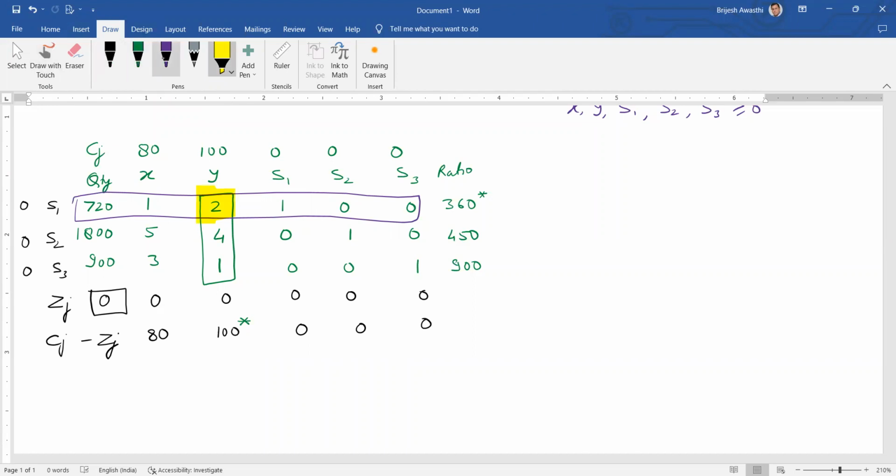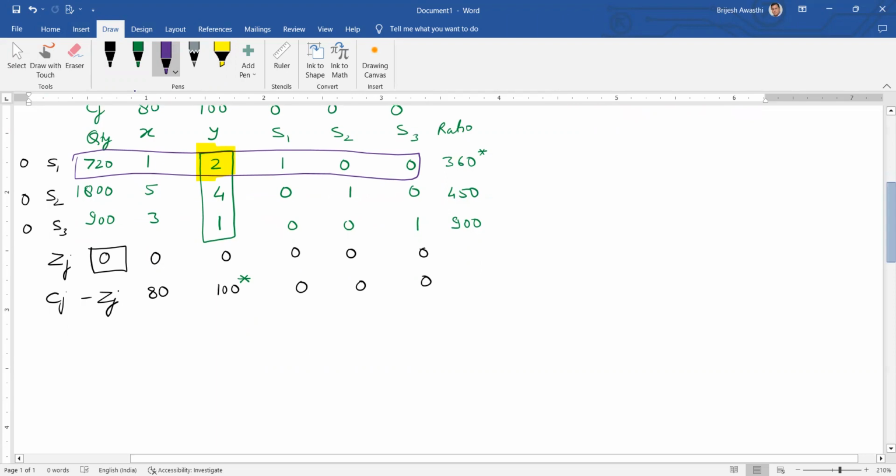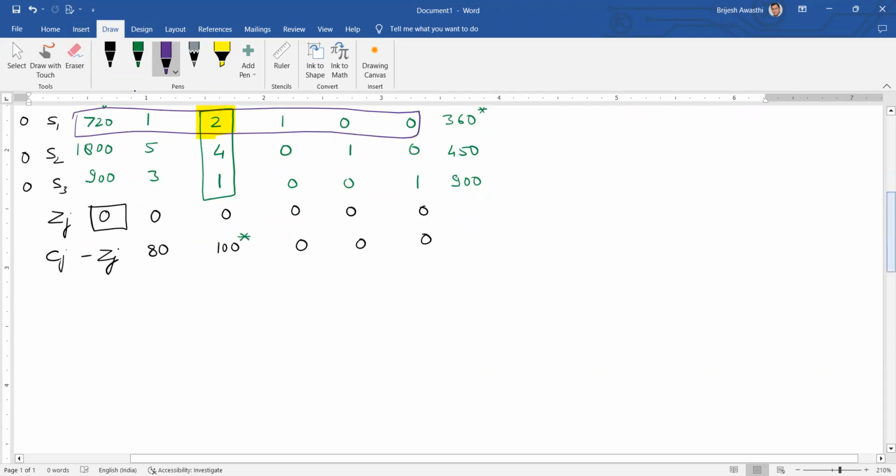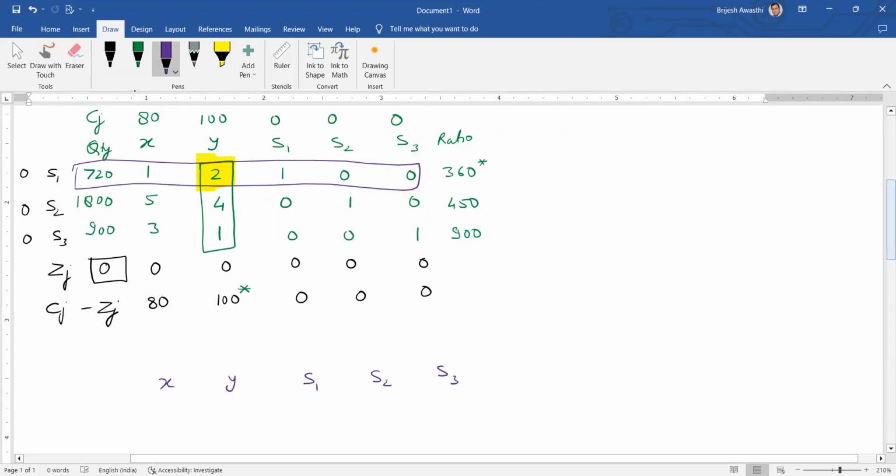Now I am going to make the second table. The process is exactly the same. What is the process? First of all, I'm going to write the variables. So my variables are X, Y, S1, S2, and S3, right. And the coefficient of the objective equation is the same.